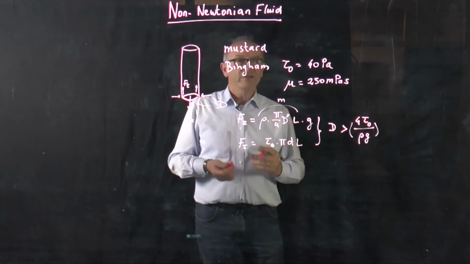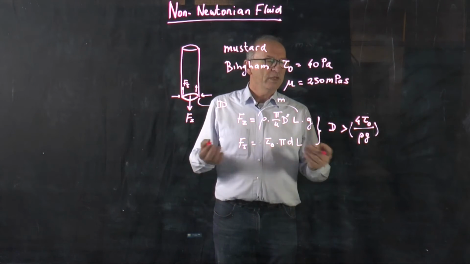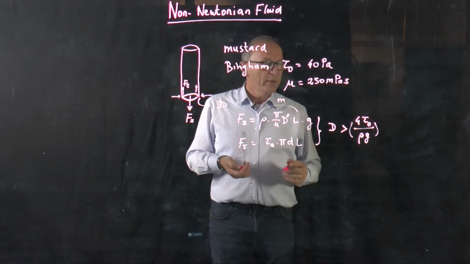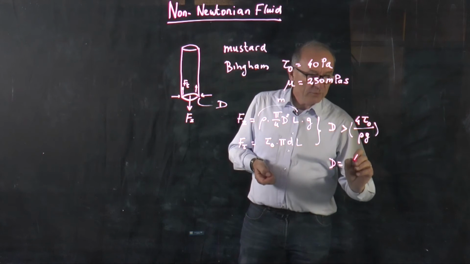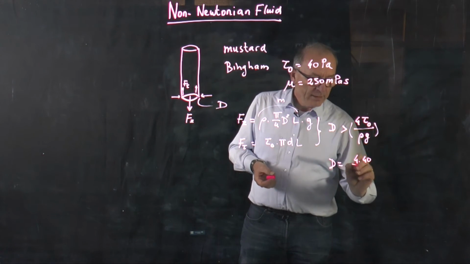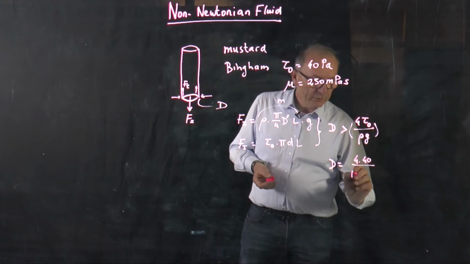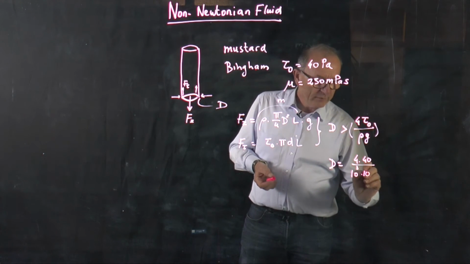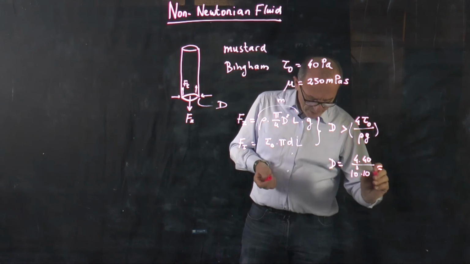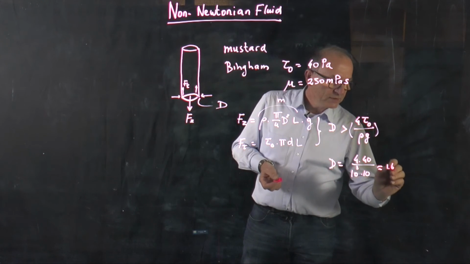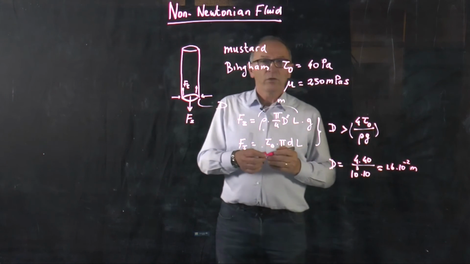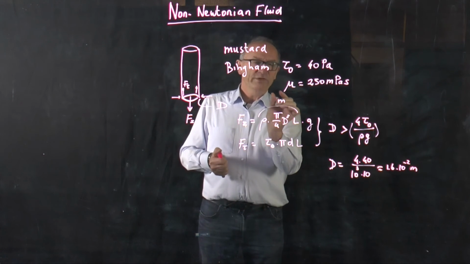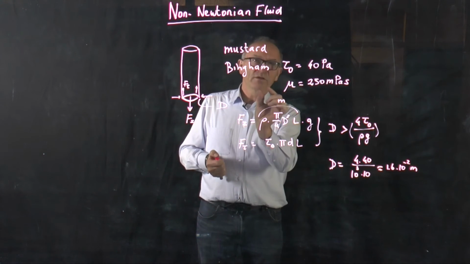Well, it's always nice to calculate these things, then you have a little bit of a feeling for what values are coming out. Well, let's substitute a few values. This is 4 times 40 divided by, well, assume 10 to the third, multiplied by 10, then this is about 1.6 multiplied by 10 to the minus 2 meter. So 16 millimeters could be the diameter before it starts to flow.